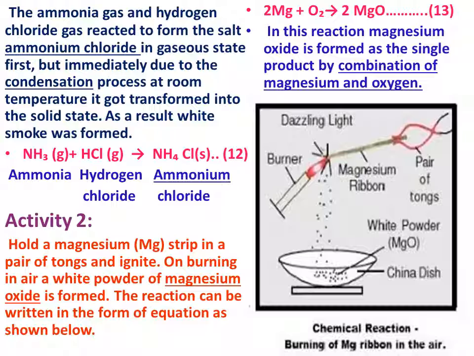This is the diagram. There is a chemical reaction, burning of Mg ribbon in the air. Here the burner is given and in the pair of tongs, the magnesium ribbon is held and the white powder is collected in the china dish.